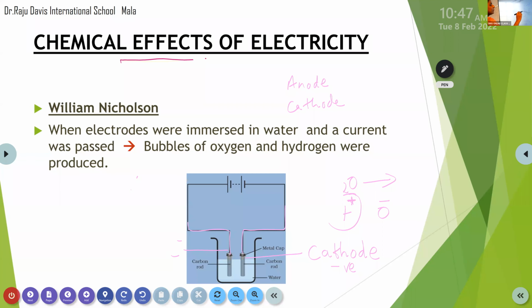So this hydrogen moves towards cathode, and what about this oxygen? This oxygen moves towards which electrode? Anode. Why? Because opposite charges attract. The unlike charges attract, so this negatively charged oxygen moves towards the positively charged anode. Okay.